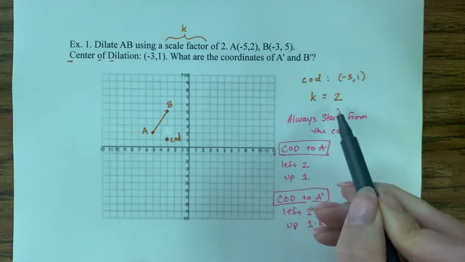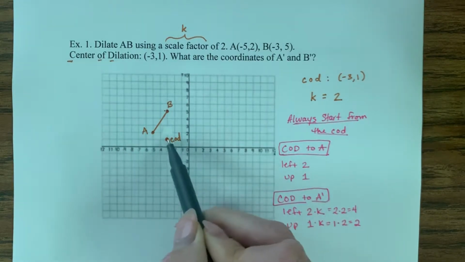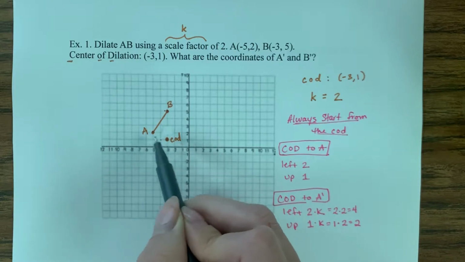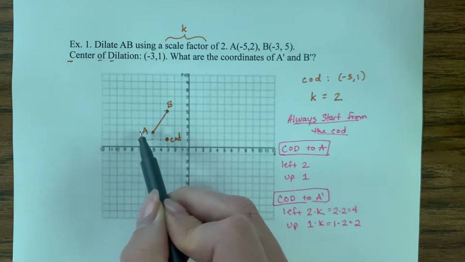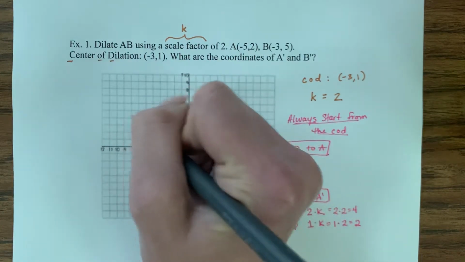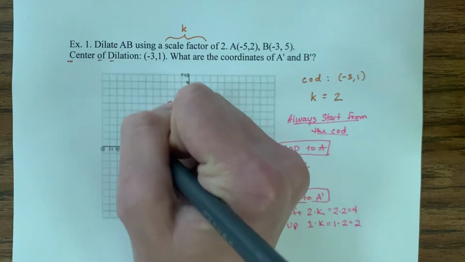Now remember, we're always starting from the center of dilation. So you're going to go back to the center of dilation, and now you're going to go to the left 4 and up 2. So 1, 2, 3, 4, 1, 2. That'll be A prime.